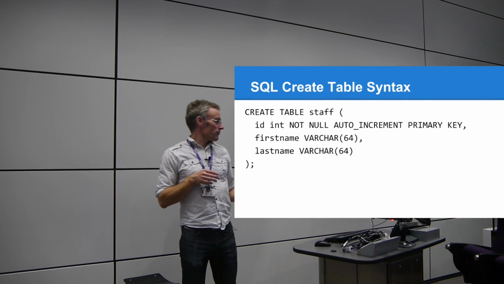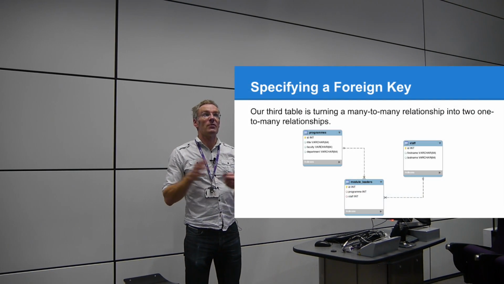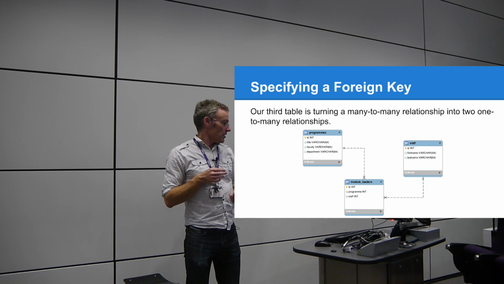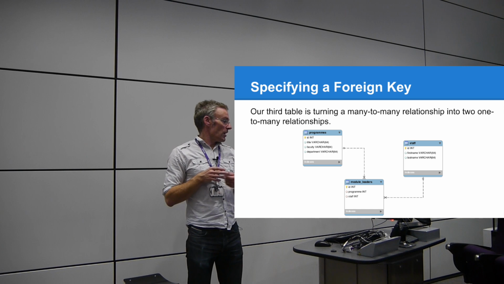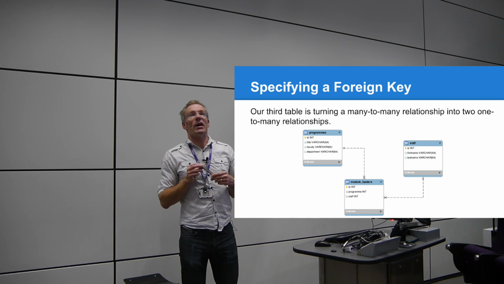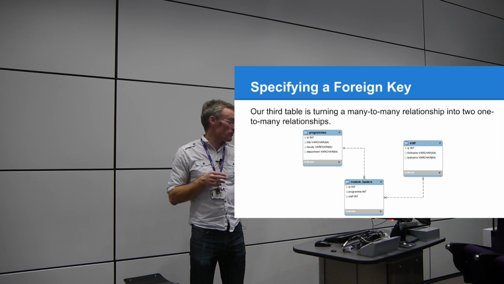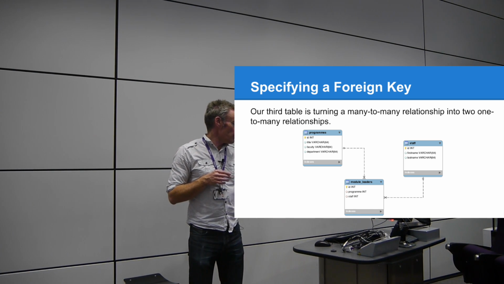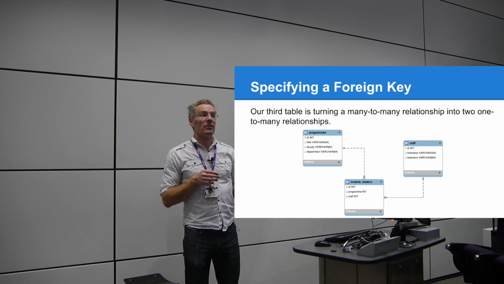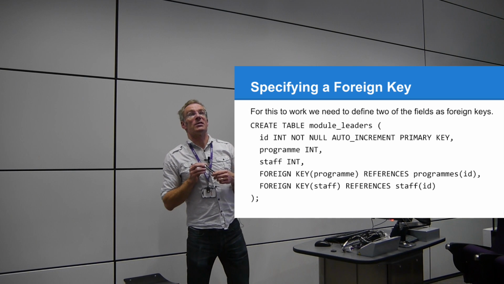There's another one, look. The create table syntax. Okay, you see how that works? Same as you've done before. Now remember that module leaders table I built. I've shown you the programs, I've shown you the stuff, haven't I? I need to show you how to do foreign keys, because you need to build these two little foreign keys, the crow's feet. So in programs, programming ID, and staff ID. That's how I build my module leaders table.